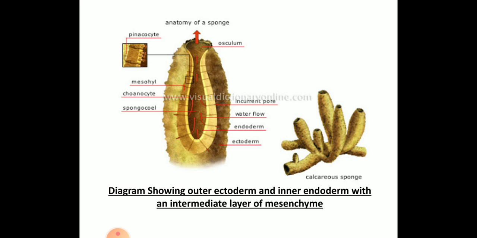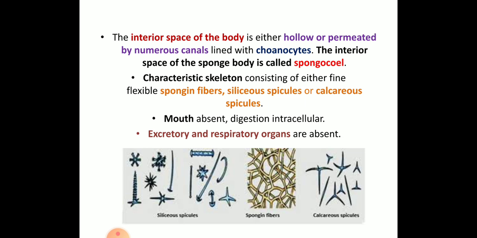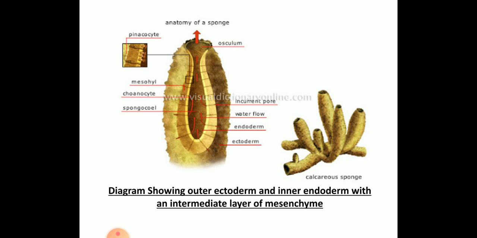So even this is the same thing, how the differentiation of endoderm, ectoderm and mesenchymal layer is present. Just make a note on these structures, they may be asked in your examination. Next, the interior space of the body is hollow, as you saw in the picture. The water comes inside and through the osculum it moves outside.